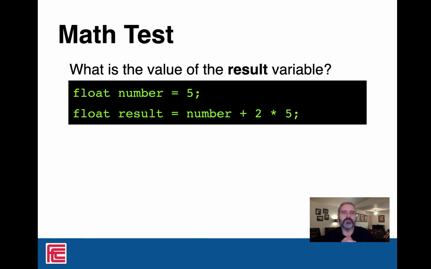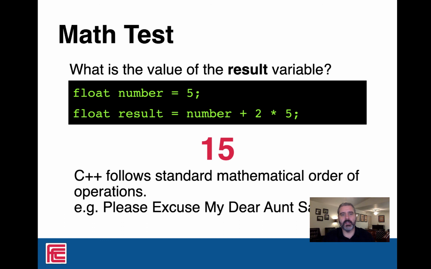Here I've got a float 5 and a float result, and now I've got number plus 2 times 5. So what is the answer here? Well, just remember C++ uses the order of operations, which means I am not going to add 5 and 2. I'm going to multiply 2 by 5, which gives me 10, and then I'm going to add the 5, which gives me 15. You may have heard of the phrase, please excuse my dear Aunt Sally.